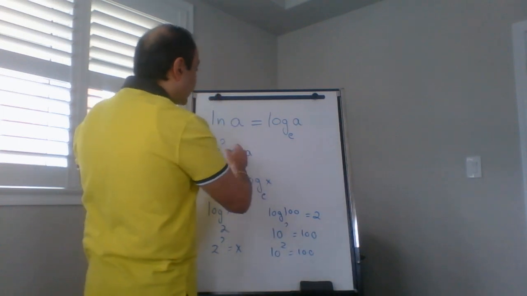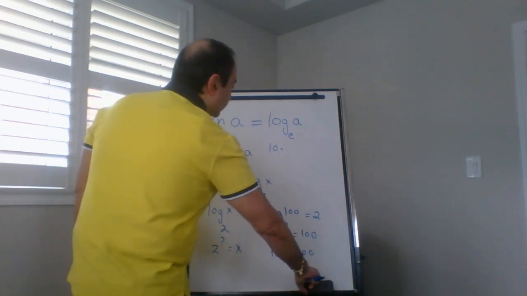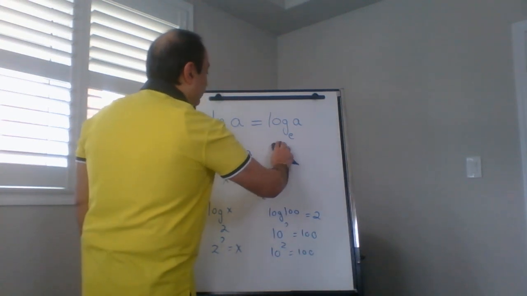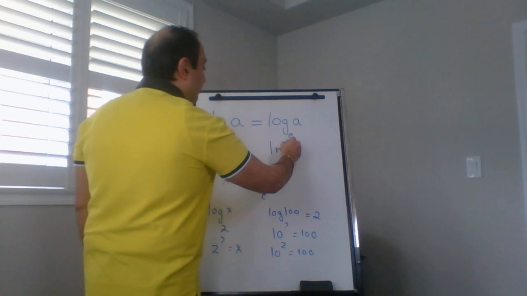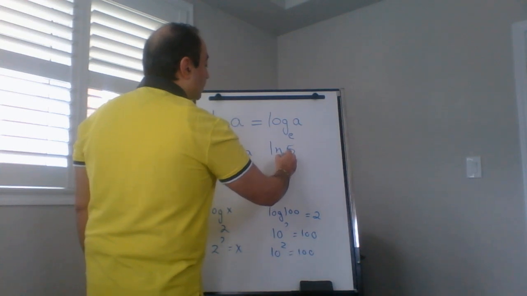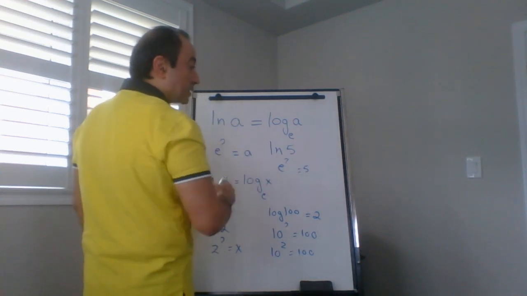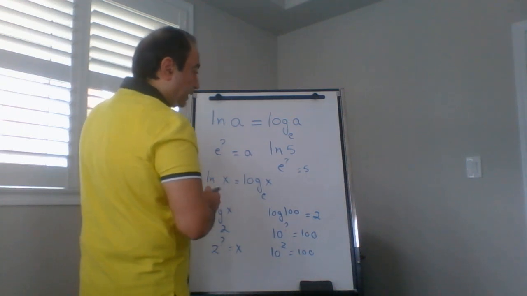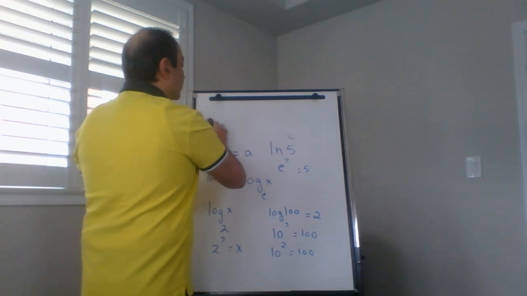So when I say ln 5, it means I want to calculate E to the power of what equals 5. That is what ln means. Okay, this is the first question.